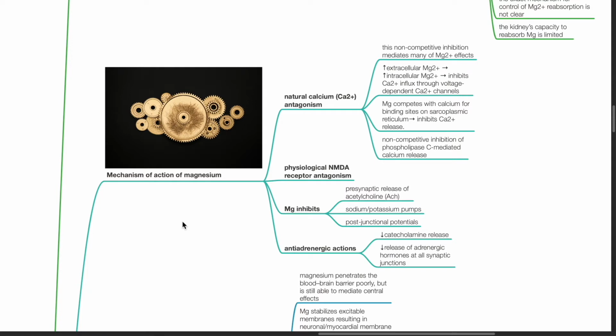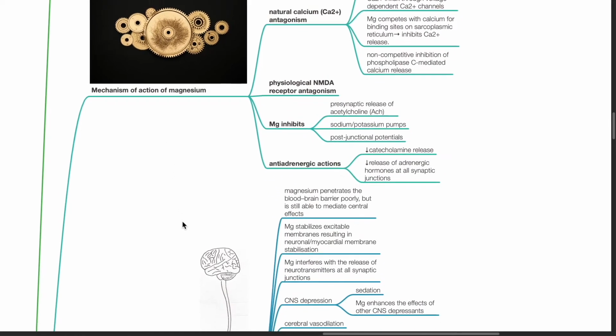Magnesium also works by physiological NMDA receptor antagonism. Magnesium inhibits presynaptic release of acetylcholine, sodium-potassium pumps, and post-junctional potentials. Magnesium has anti-adrenergic actions. Magnesium reduces catecholamine release and reduces the release of adrenergic hormones at all synaptic junctions.